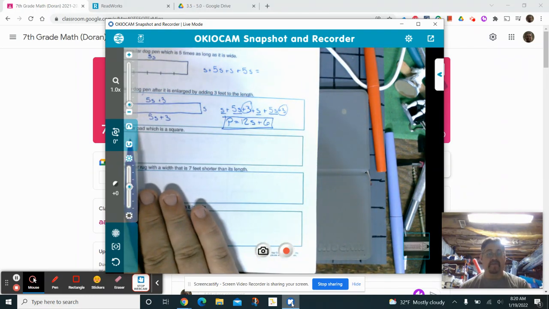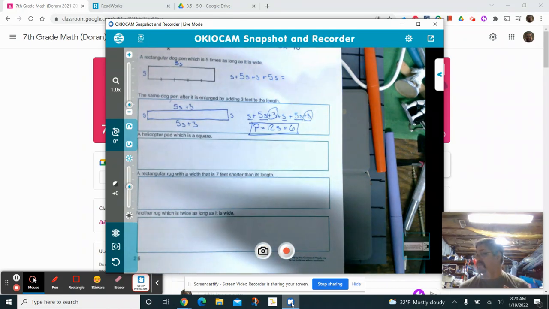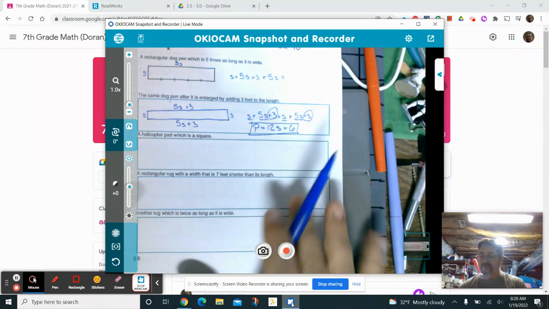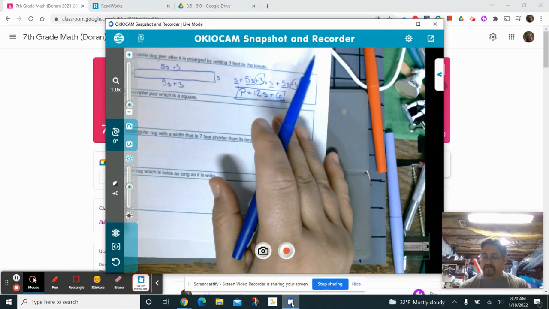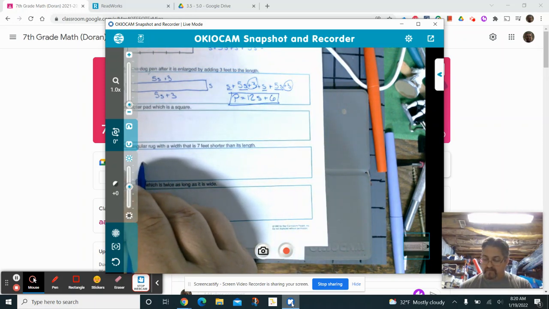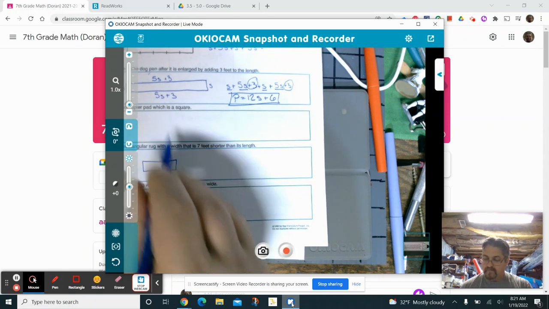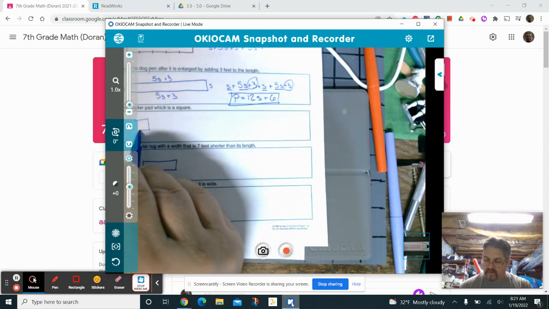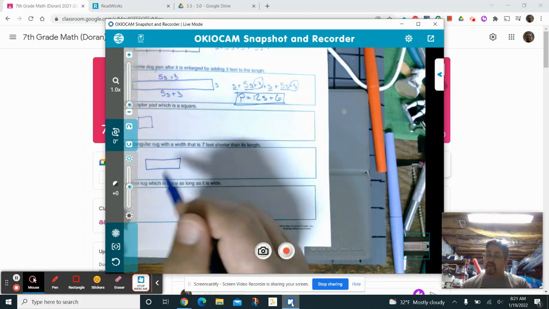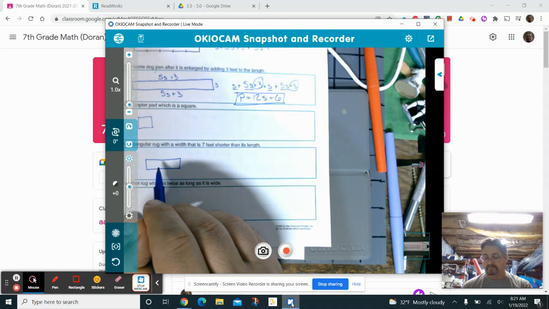So we have to have a helicopter pad that's square. That means all 4 sides are the same length. Okay? You can refer back to the other page for example of that. A rectangular rug with a width that is 7 feet shorter than its length. Draw that. You can put whatever dimensions you want on that. Okay? 7 feet shorter than its length.